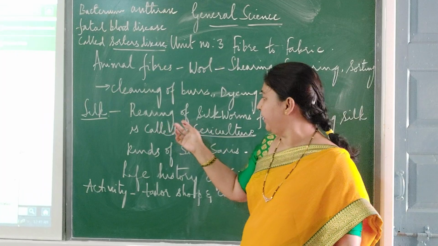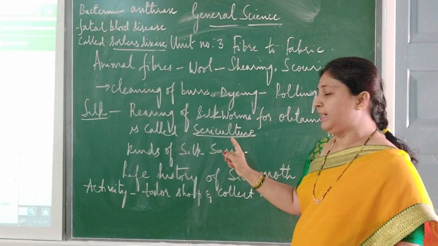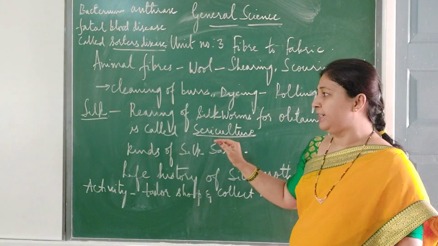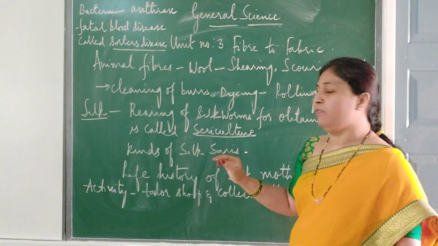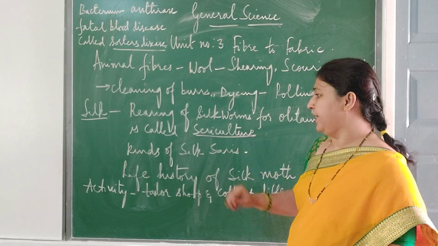Like that only, here rearing of silkworms for obtaining silk is called sericulture. So first sericulture is done. It means they rear the silkworms for obtaining the silk. That is called sericulture.